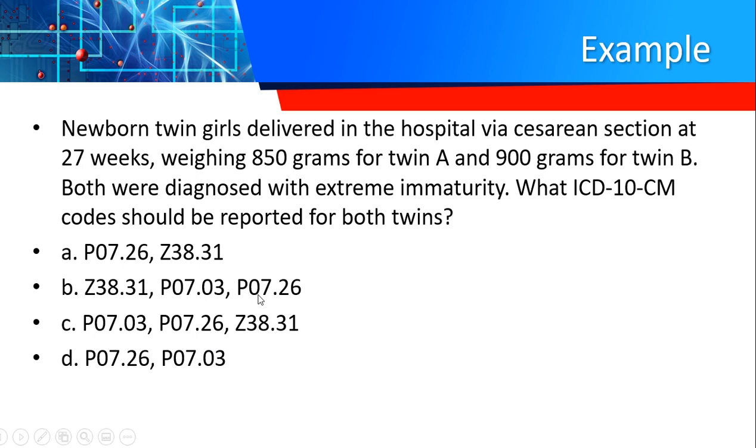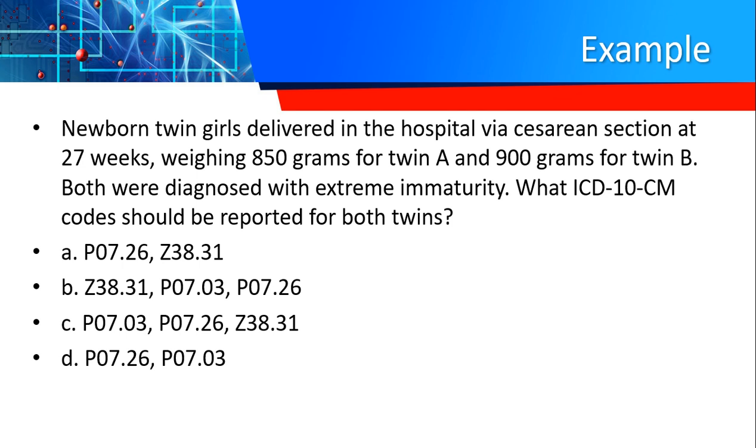Okay? So correct. So your letter B and C are your remaining options. Like the two P07 is correct. P07.03 and P07.26. Now the only difference is your Z38.31. And remember our guideline for Z38, they should always be a first listed code. So your option B is your correct answer. Okay? Your letter B is your correct answer.